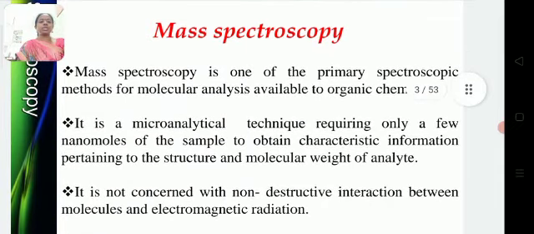Mass spectroscopy is one of the primary spectroscopic methods for molecular analysis available to organic chemists. It is a microanalytical technique requiring only a few nanomoles of sample to obtain characteristic information pertaining to the structure and molecular weight of the analyte.